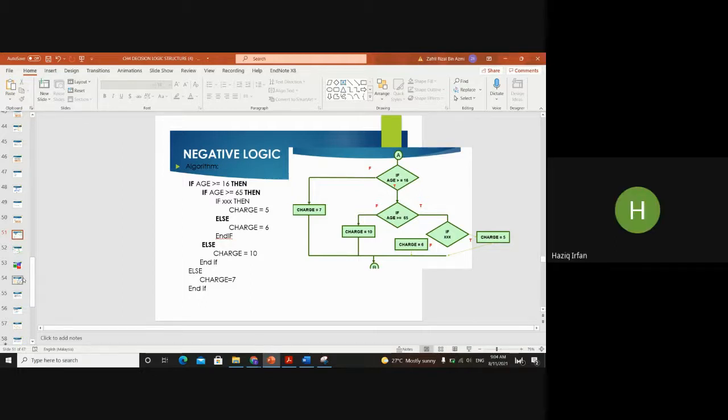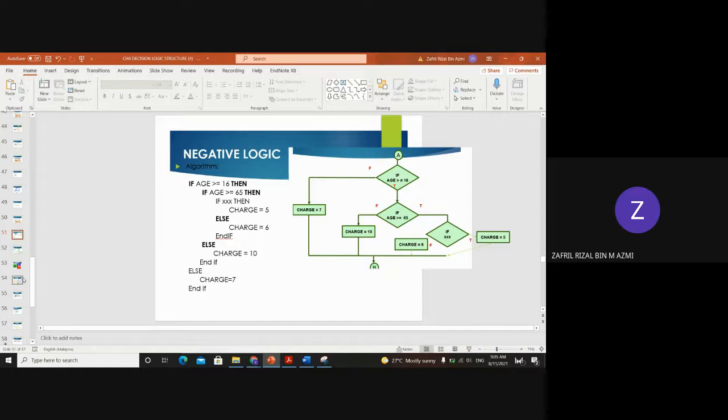Sir, yeah. In the exercise or test, will the question ask either we use the negative logic, positive logic or multiple? Sama ada dia akan disuruh guna negatif or positif. Ada. Okay. I cannot say that the question will mention that lah.